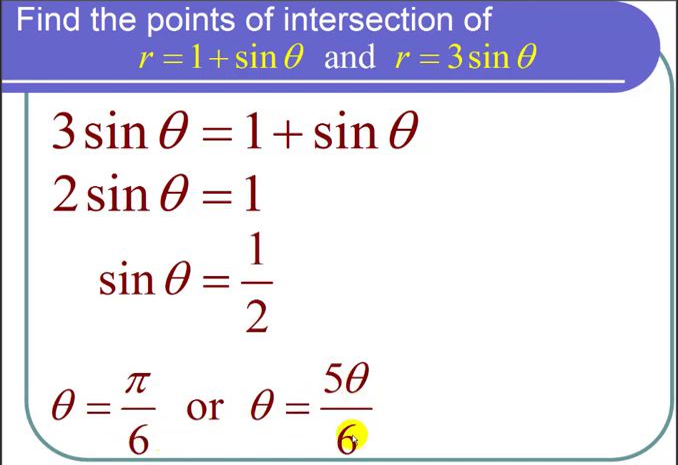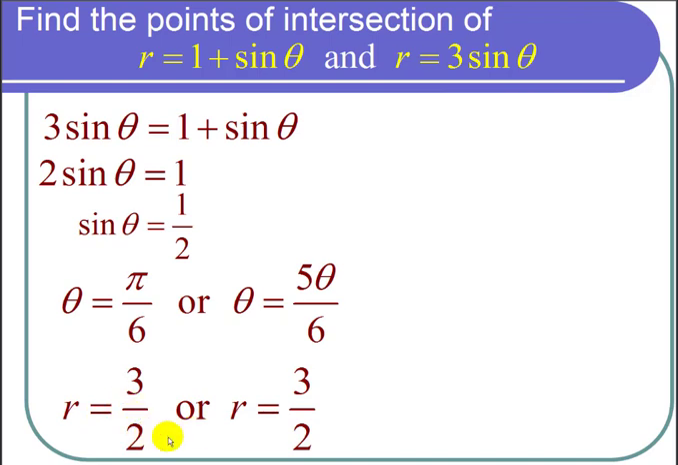So now I want to find my r, and I can just plug my theta into either of these. I'm going to choose r equals 3 sine of theta. That's the simpler one. Sine of theta for either of these is a half. So I get 3 times a half, or just that r equals 3 halves.